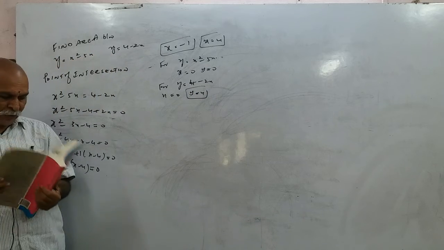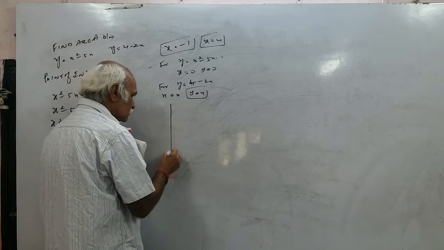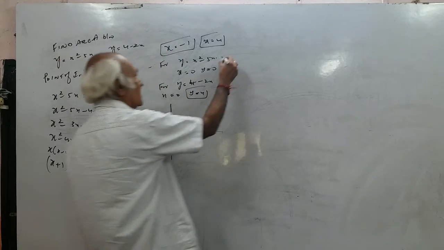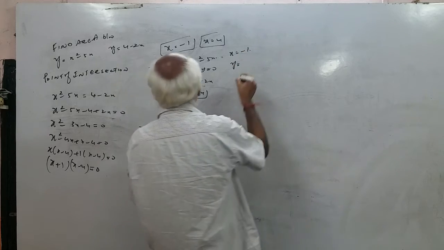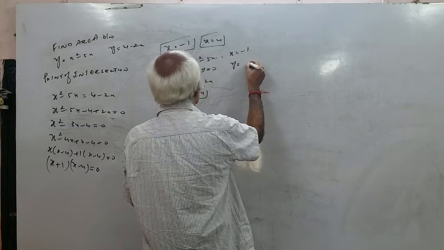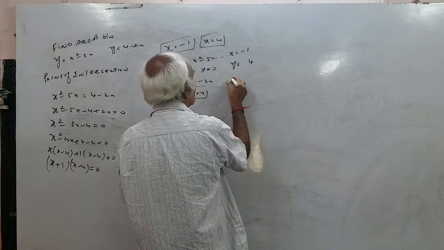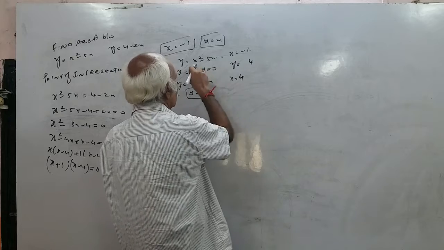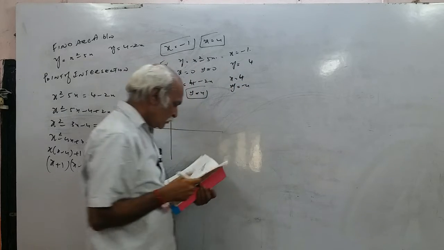Right, we got this. Now we have to draw a rough diagram. Where is it intersecting? At x is equal to minus 1, what is the y value? 1 plus 5, minus 4. Similarly, x is equal to 4, this becomes 16 minus 20, minus 4. Right? So we draw the rough diagram.